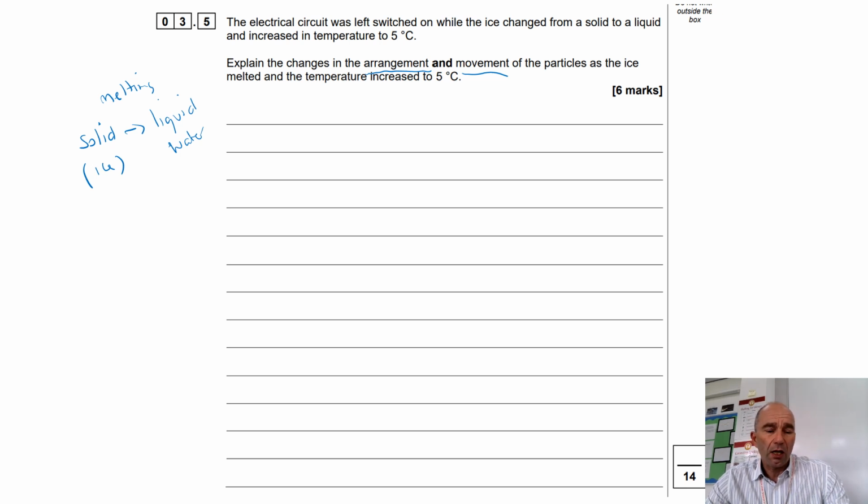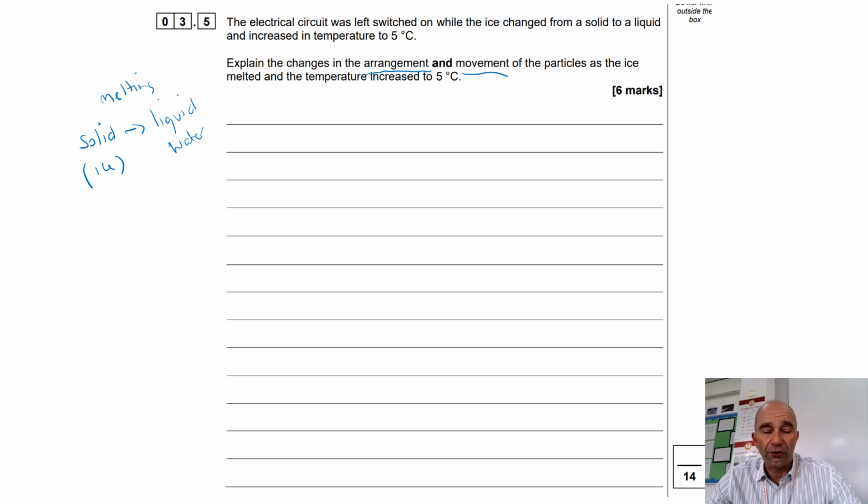Now, one of the things that's important to mention is that as our ice is melting from solid ice into liquid water, the temperature stays constant, because as the ice changes state into water, the potential energy of the particles increases. So that's what our latent heat is all about. And then of course, as the water gets warmer, increasing up to 5 degrees centigrade, the particles start to move faster, so the kinetic energy of those particles also increases, so they're going to be moving more.